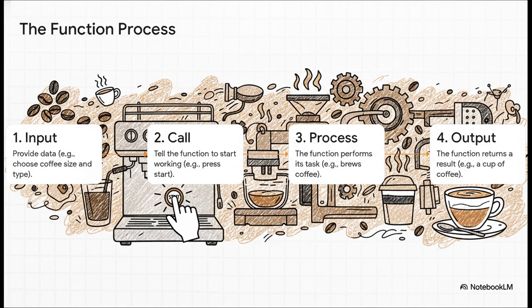Then the machine runs its internal process. It grinds the beans, heats the water, all that magic you don't even see. And finally, it delivers the output, a perfect, fresh cup of coffee. That simple flow is exactly how a programming function operates.